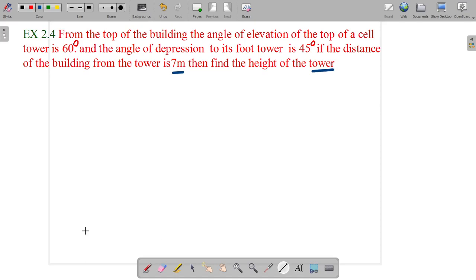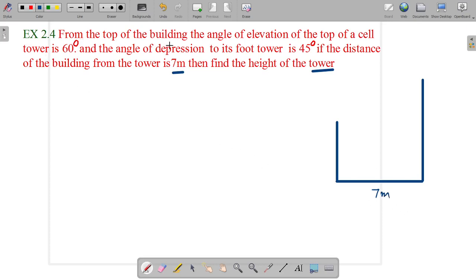First, assume here one building is there, and here one cell tower is there. So the distance between the building and the tower is 7 meters.